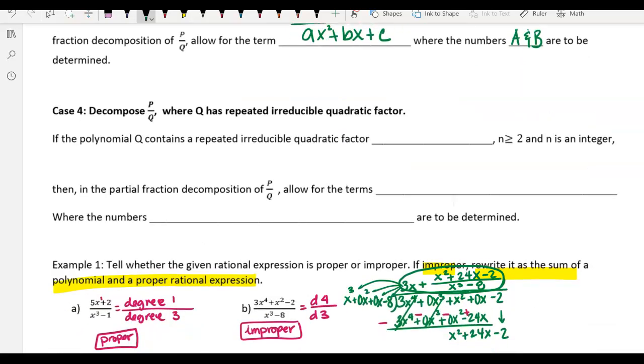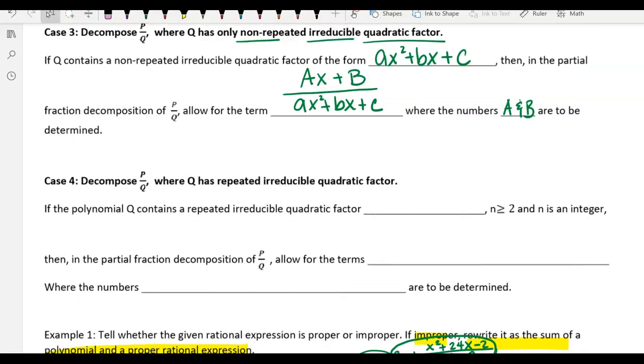Last case is when we have repeated, oh, too fast, sorry. Last case when we have repeated, okay, irreducible quadratic factor. So that means it's raised to a power of some sort, and that power obviously to be repeating, it has to be 2 or more. I'm sorry, so I'm going to use n. Okay, so 2 or higher. And again, n has to be an integer. Then the partial fraction decomposition allows for the term. If we have power of 3, then you would have 3 fractions. Okay. If you have power n, then there would be n.